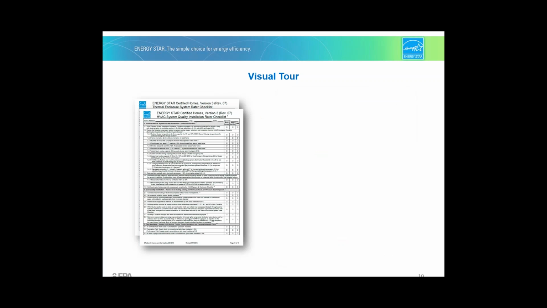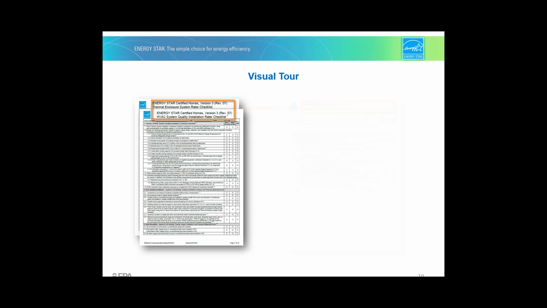Second, let's talk about the rater inspection checklists. As HVAC professionals, you won't deal with these directly, but they do contain HVAC-related requirements for the rater, so it's helpful to know that they exist. The thermal enclosure system and the HVAC system rater checklists have also been split into 2 documents in Revision 8.